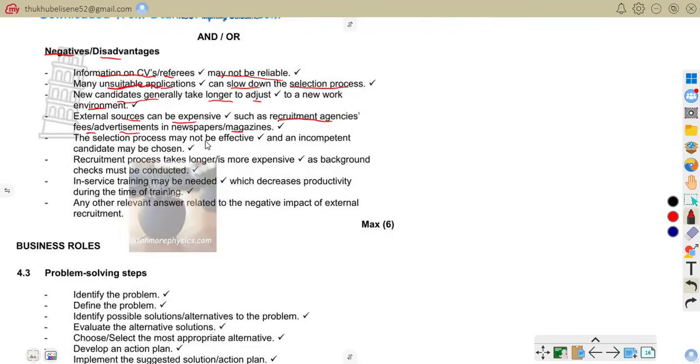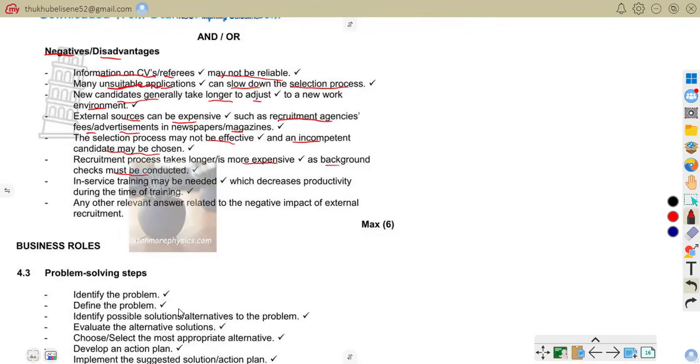The selection process may not be effective and an incompetent candidate may be chosen. So here the selection process may be ineffective; the wrong candidate may be chosen due to poor interviews. Recruitment process takes longer and is more expensive as background checks must be conducted. So recruitment takes longer and costs more due to background checks.